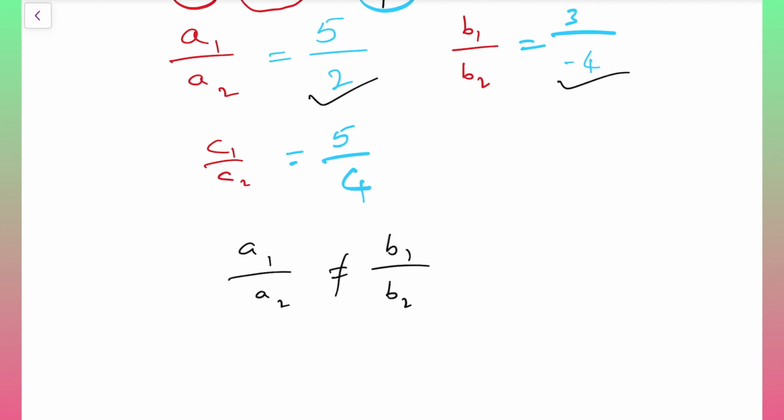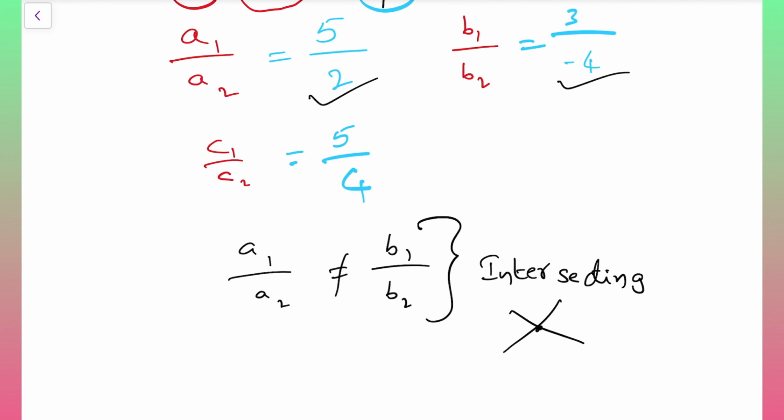Whenever A1 by A2 and B1 by B2 are not equal, then there is no need to compare the next one, C1 by C2. If A1 by A2 is not equal to B1 by B2, then those are intersecting lines. Intersecting lines are nothing but lines touching each other at one point, right? If they touch at one point, at least one solution will be there. If one solution is there, then they are considered a consistent pair.